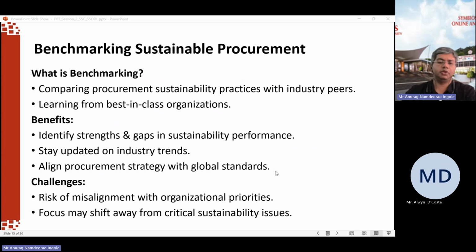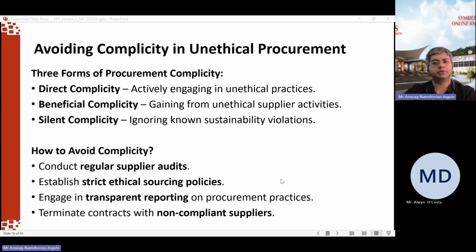There are challenges of risk of misalignment with organizational priorities, and focus may shift away from critical sustainability issues. So misalignment with organizational priority is because your sustainability goals, as we spoke, were decided on an organizational level, but your industry trends are asking you for something else. So there is a risk of misalignment, which may end up with focus getting shifted from critical sustainability issues. So those are some challenges.